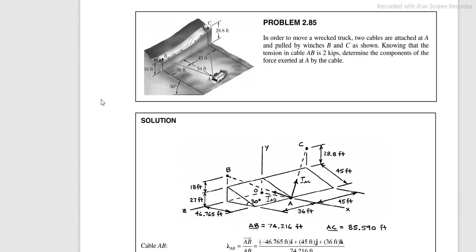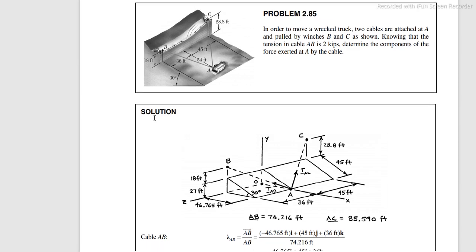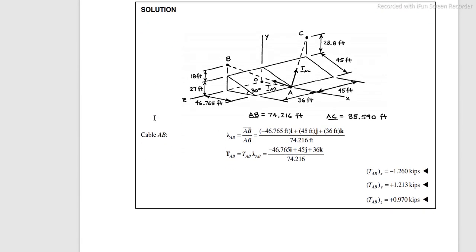That is 2.85, a very interesting problem. In order to move a wrecked truck, two cables are attached at A and pulled by winches B and C as shown. Knowing that the tension in cable AB is 2 kips, determine the components of the force exerted at A by the cable. The solution is here.